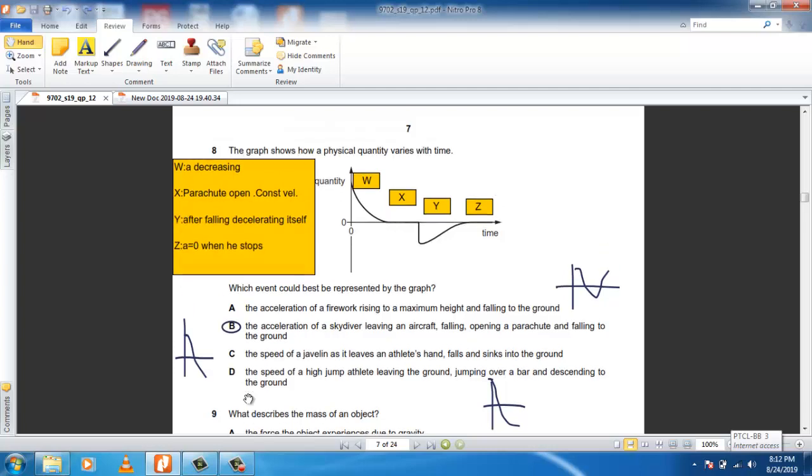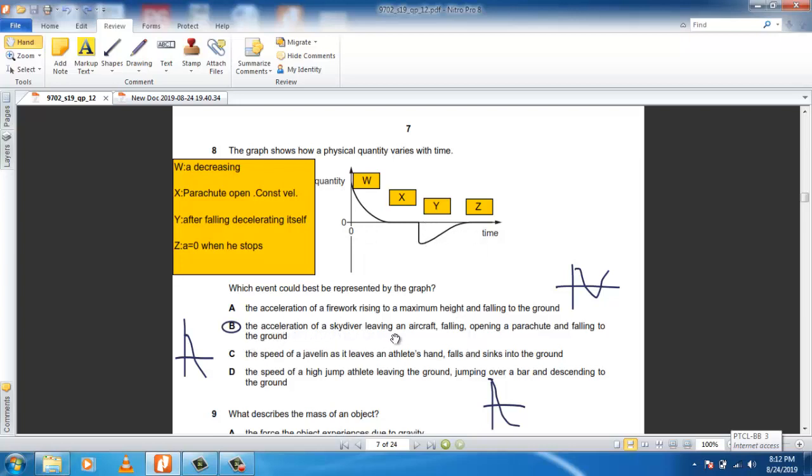Question number 8 says that the graph shows how a physical quantity varies with time. Which event could best be represented by the graph? The acceleration of a firework rising to a maximum height and falling to the ground? No, there are just 2 events. Over here there are 4 events happening.